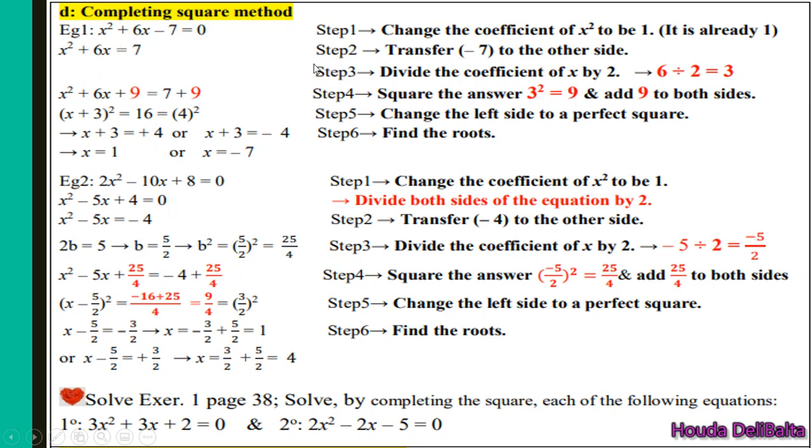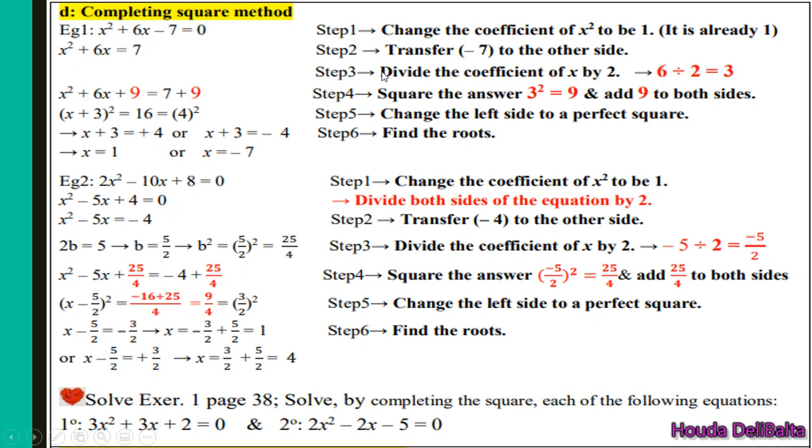In step 2, transfer the constant, which is c, here minus 7, to the other side. So we have to transfer the constant that doesn't have x with it to the other side. As you see here, we will get x squared plus 6x equals 7.